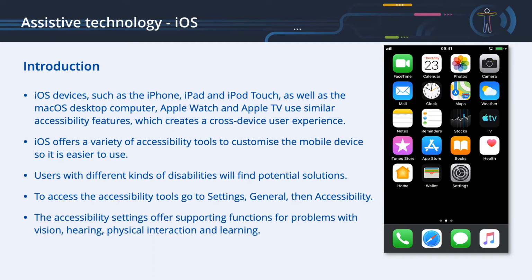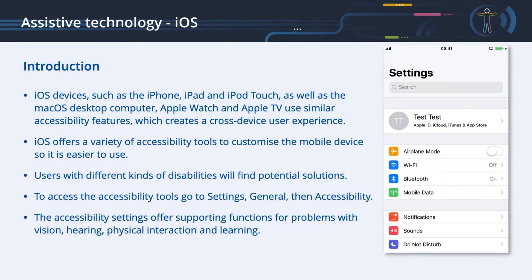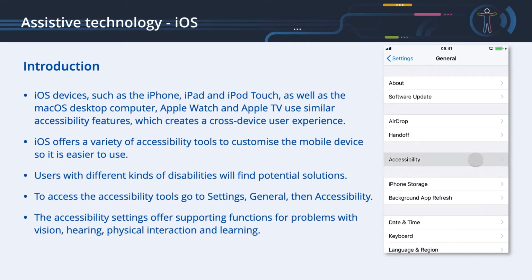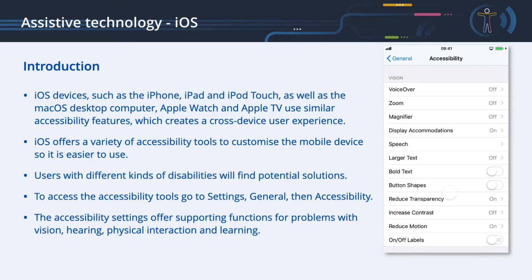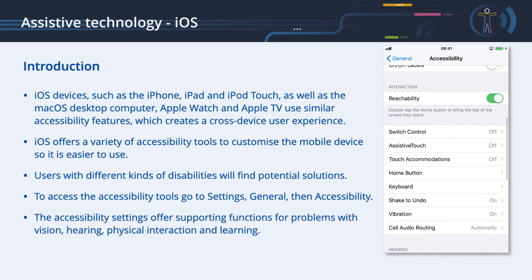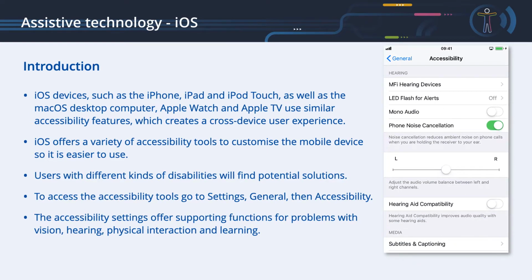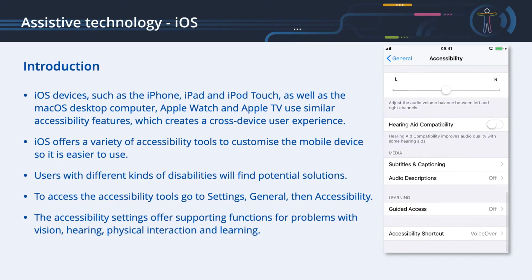iOS offers a variety of accessibility tools to customize the mobile device so it's easier to use. Users with different kinds of disabilities will find potential solutions. To access the accessibility tools, go to Settings, General, then Accessibility. The accessibility settings offer supporting functions for problems with vision, hearing, physical interaction, and learning. In the following sections, we will introduce and demonstrate the most important tools and functions.